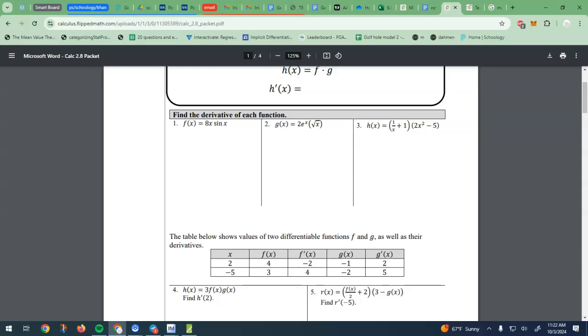So the first thing is 8x. And the derivative of the second, so what's the derivative of sine? Positive cosine. And that's your answer.